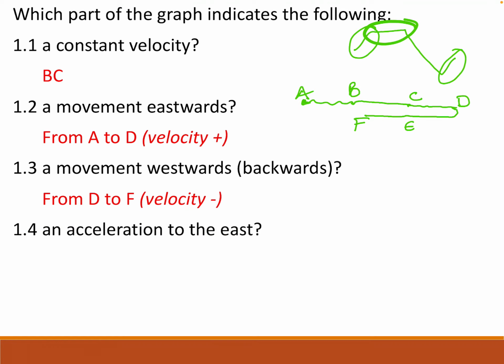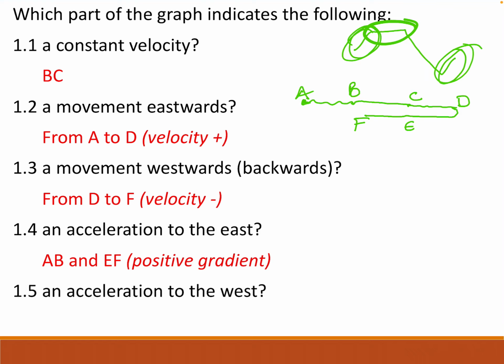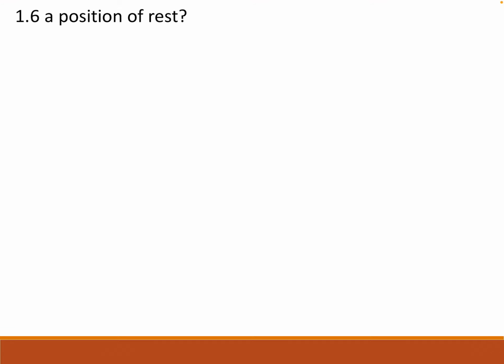Acceleration to the east is when we have the positive gradient. So it's A to B and E to F. Acceleration to the west is where we have a negative gradient. So it's C to E. It's all of that because it's in the negative direction.